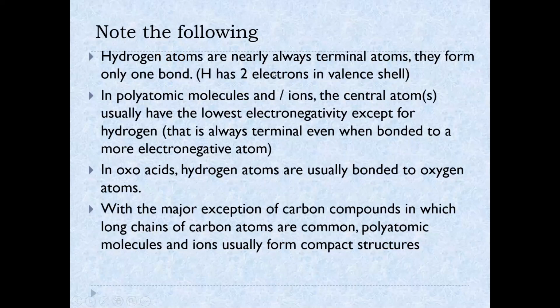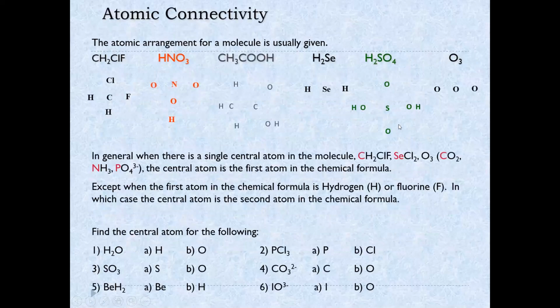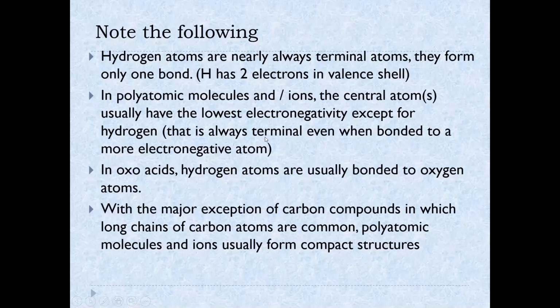In oxo acids, hydrogen atoms are usually bonded to oxygen atoms. So you see in acids, for example, hydrogen is usually bonded to oxygen. So your hydrogen will always be bonded to oxygen. So whenever you have an acid, hydrogen is always bonded to oxygen.